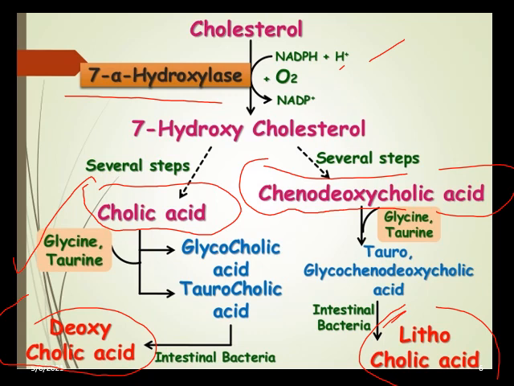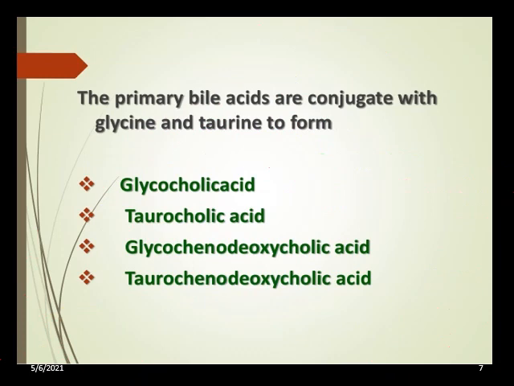Okay, and one more terminology. So this is all about the synthesis of bile acids. Primary bile acids are conjugated with glycine or taurine to form what I have already discussed: glycocholate, taurocholate, glycochenodeoxycholate, taurochenodeoxycholate. These are the conjugated bile acids.